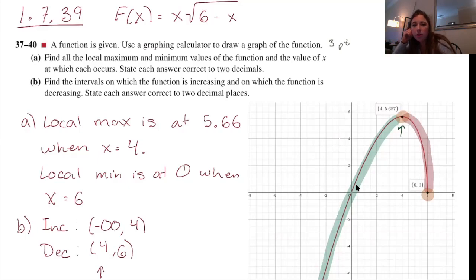So local minimum, we're wondering, looking at this graph of x square root of 6 minus x, where is the local minimum, right? So the local minimum is a y value, right? So Abby said y equals 0. And by y value, usually we mean just like the output, even though we are given f of x. Y value is nearly synonymous. And then you say when x equals 6 when you're asked for the value of x at which it occurs.